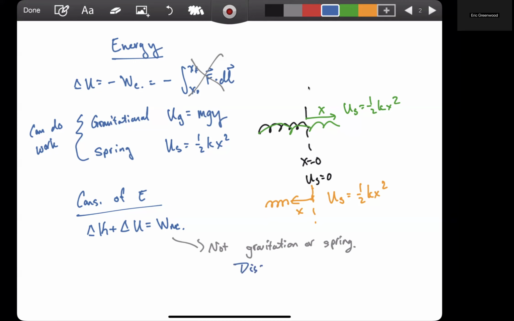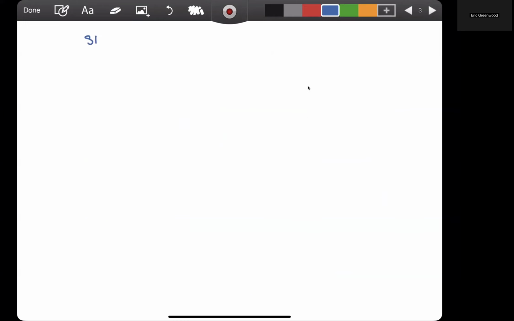So this is basically going to be a dissipative force, or again, an additive force. So let's see. Let's write down some steps before I move on.